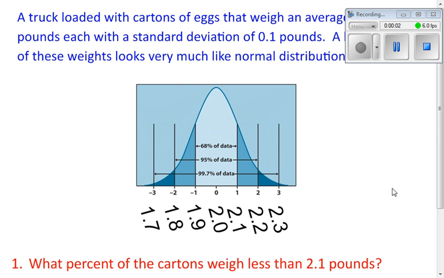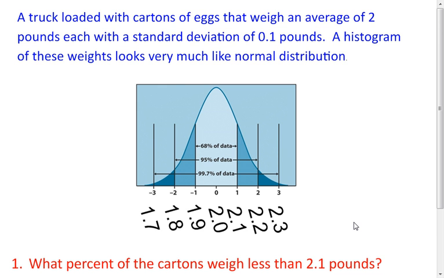All right, just a quick follow-up to some normal distribution rules here. So I've got an example where I'm looking at a truck that's got cartons of eggs, each weighing an average of 2 pounds, with a standard deviation of 0.1 pounds. A histogram of these weights looks very much like the normal distribution.